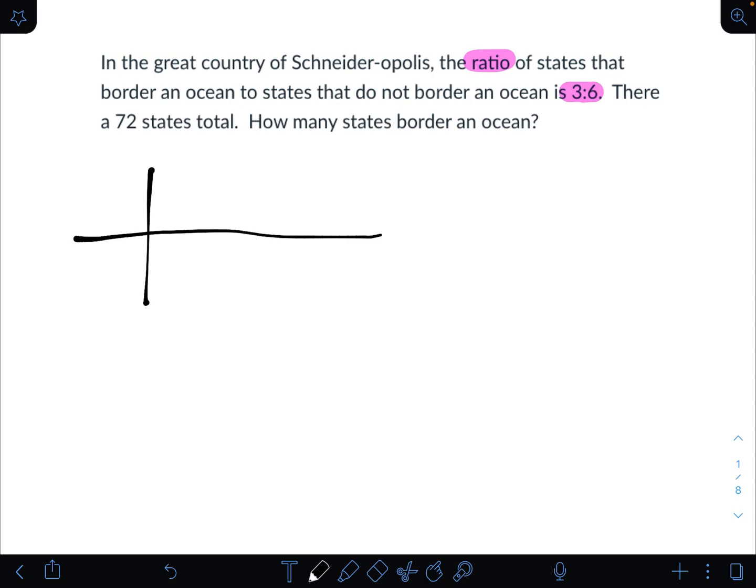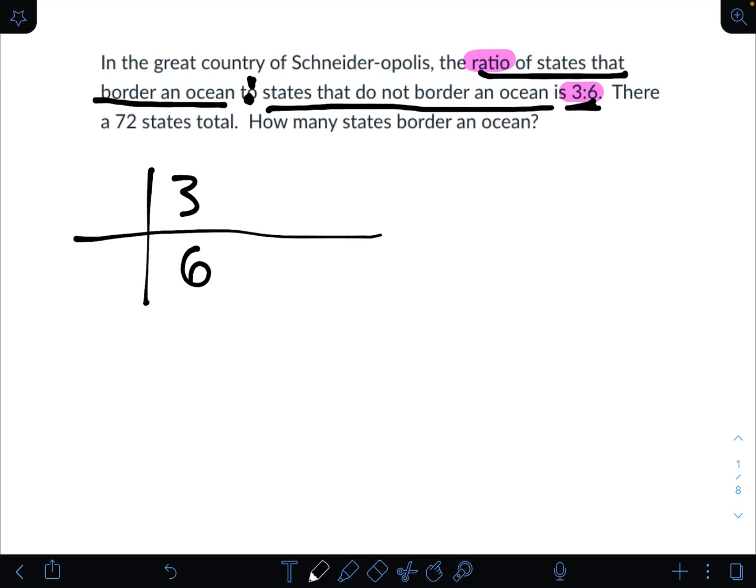So it looks like we have a ratio here, 3 to 6. But what does that ratio mean? If you look above it, it says the ratio of states that border an ocean to, and we know that means the dots, states that do not border an ocean. So we have 3 states that border the ocean and 6 states that do not border. Well, that's their ratio.